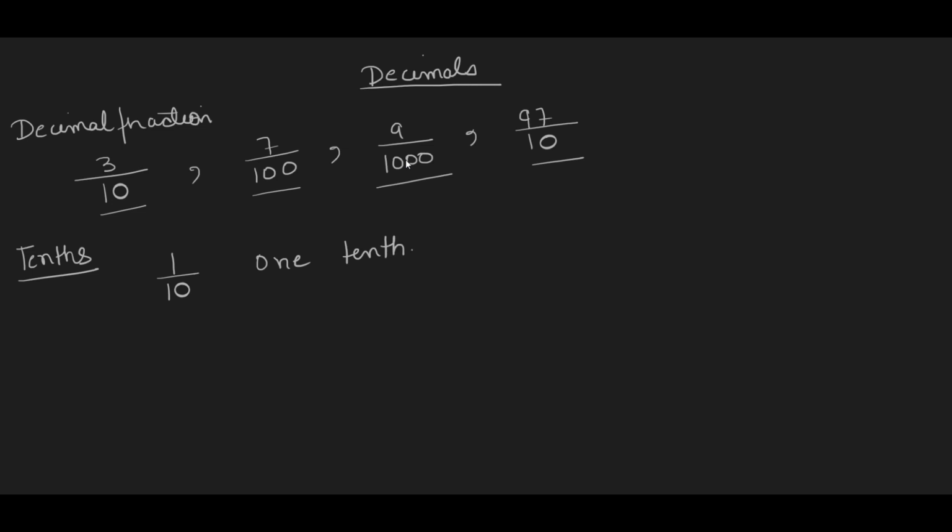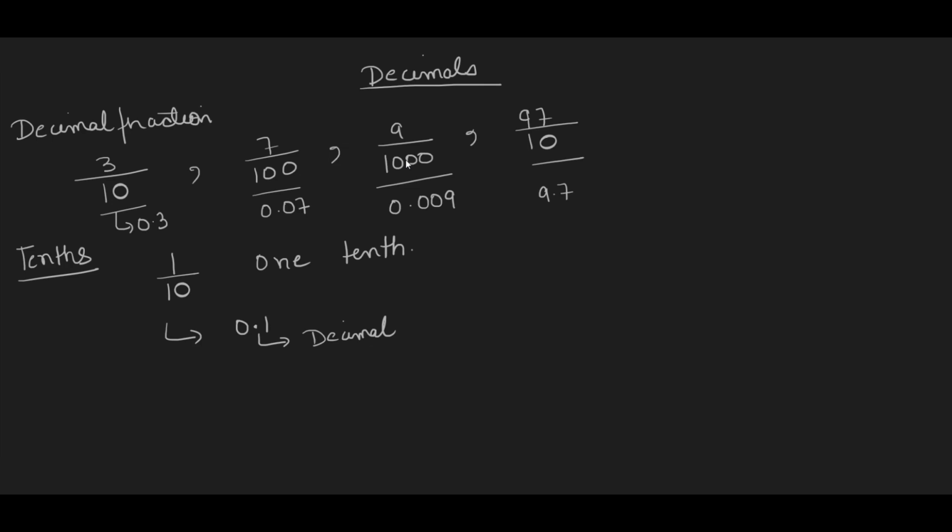And this fraction can also be written as 0.1. Similarly, all these fractions that we had here, this can be written as 0.3, this can be written as 0.07, this can be written as 0.009, and this can be written as 9.7. So one-tenth is 0.1, and this point is called your decimal.